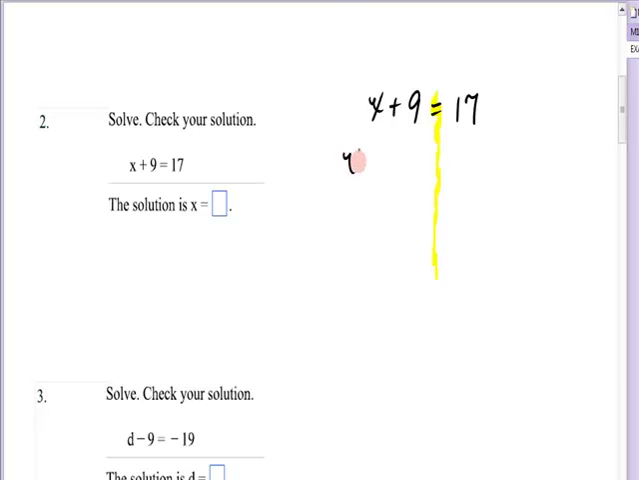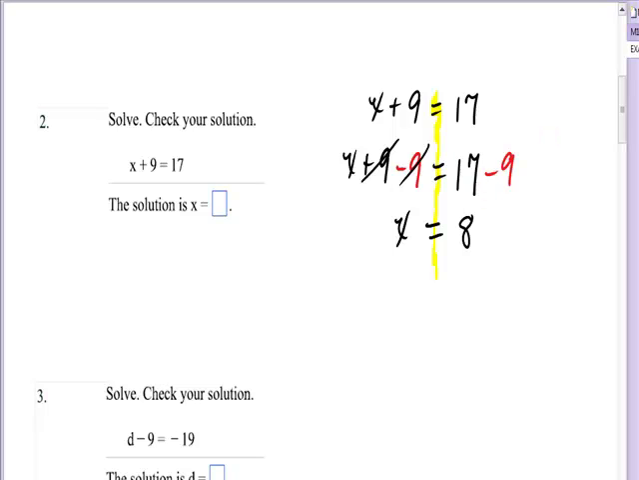So I'm going to take x plus 9 minus 9 equals 17, and then I have to do the same thing, minus 9. All right, I have inverses, so that's gone, and all I'm left with is x. That's good, that's what I wanted. I have 17 minus 9, which gives me 8. You could have done keep, change, change, but 17 minus 9 is traditional subtraction.